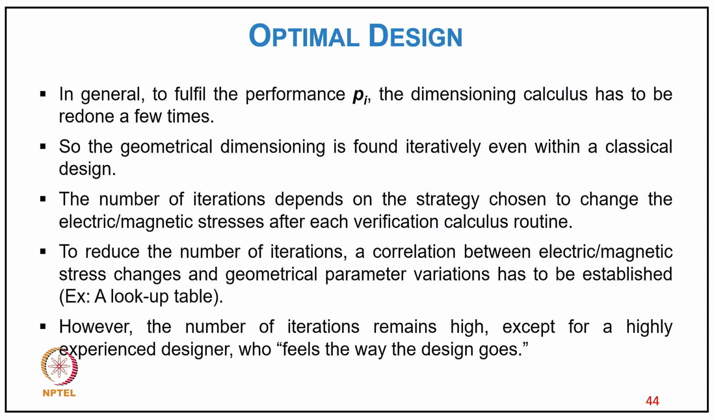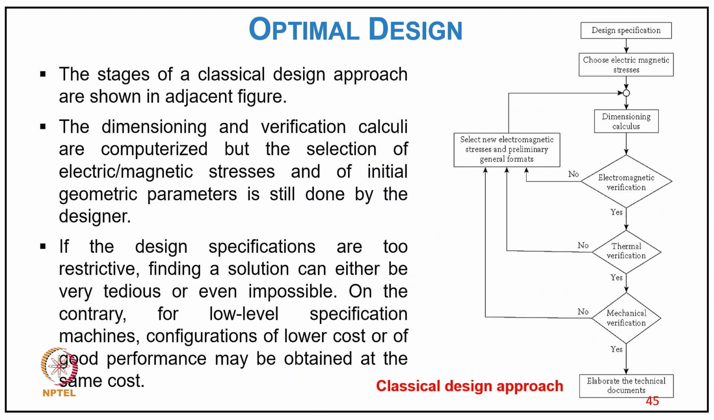So in general, to fulfill the performance Pi in optimum design, the dimensioning calculus has to be redone a few times. So the geometrical dimensions are found iteratively even within the classical design. The number of iterations depends on the stage chosen to change the electromagnetic stress after each verification calculation routine. To reduce the number of iterations, a correlation between electromagnetic stress changes and geometrical parameter variation has to be established, for example a lookup table. However, the number of iterations remains high except for a highly experienced designer who feels the way to design. Typically, this is a classical design approach.